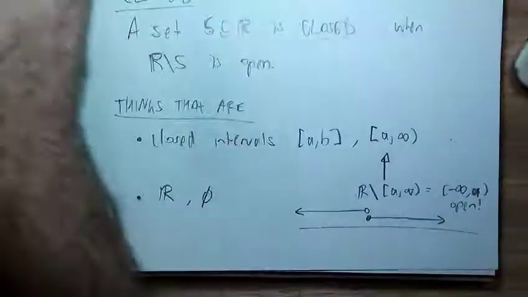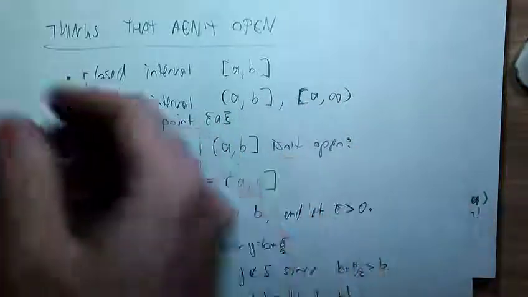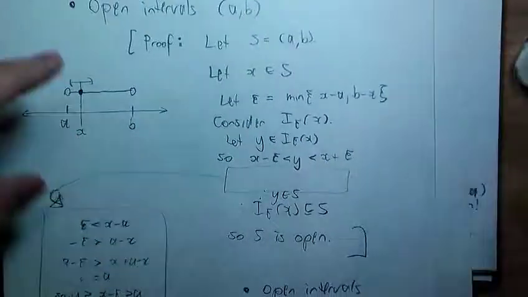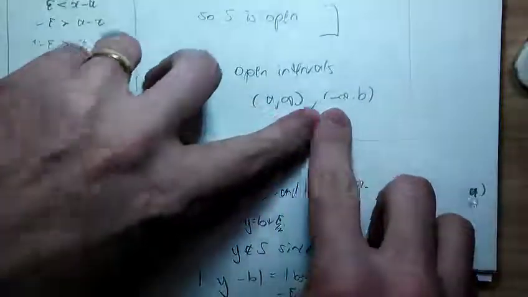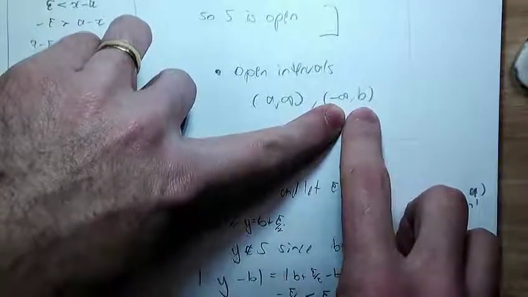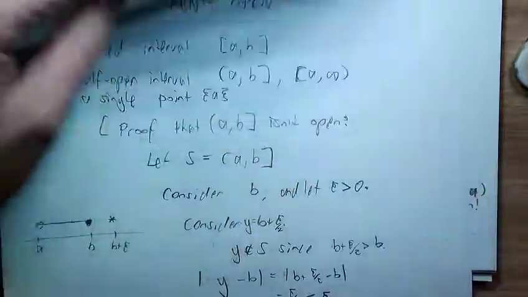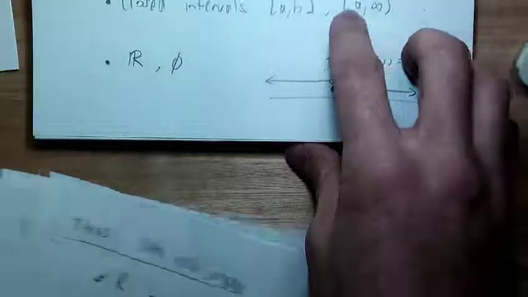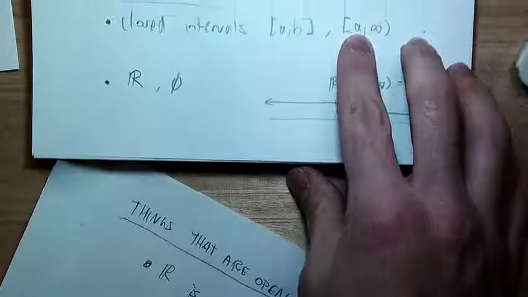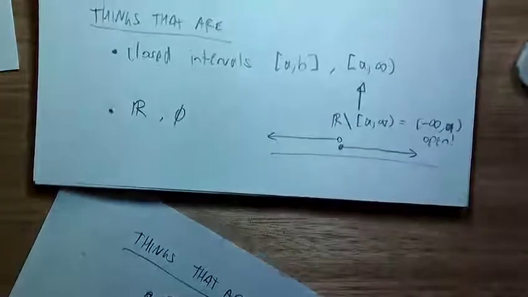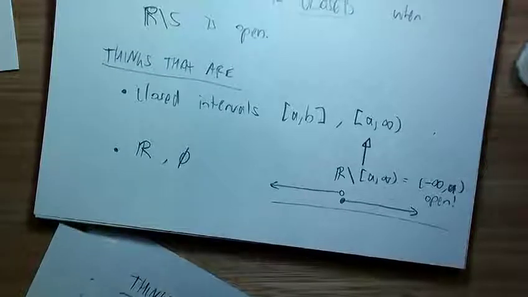We said way back here, let's see if I can find it, where's my list of things that are? Okay, open intervals A to infinity or minus infinity to B, they are definitely fully open. And that's what I get when I do everything except one of these. I'm going to let you ponder that for a minute, but there is one more reason.